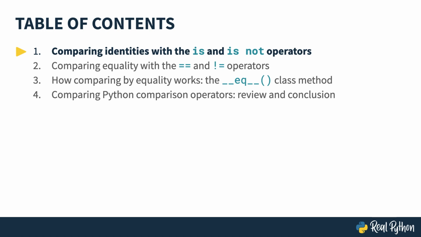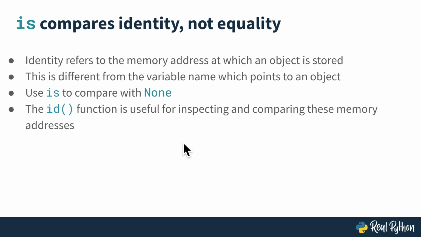In this lesson, I'll take you through how to compare the identities of two objects with the is and is not operators. So why do I say that is compares identity rather than equality? Well, in Python, or at least in CPython, the reference implementation of Python that you're probably using, identity refers to the memory address at which an object is stored.